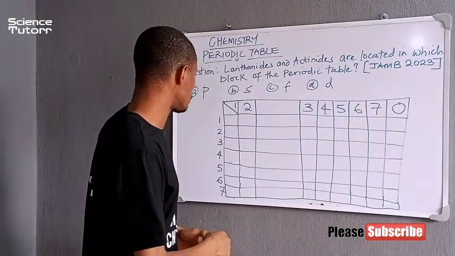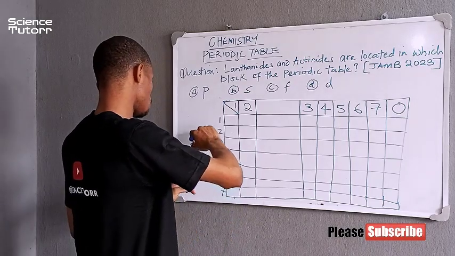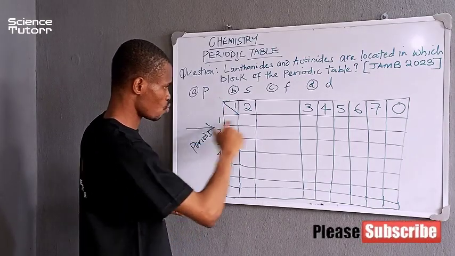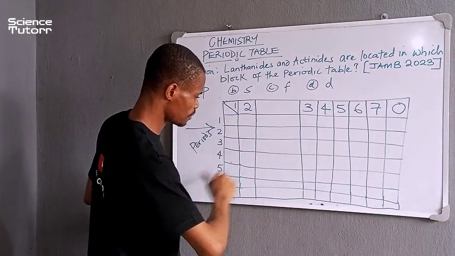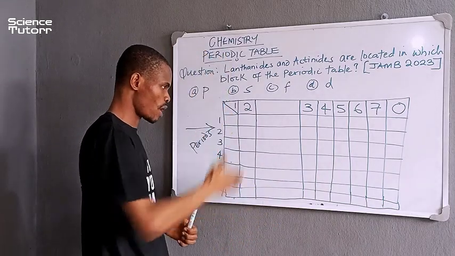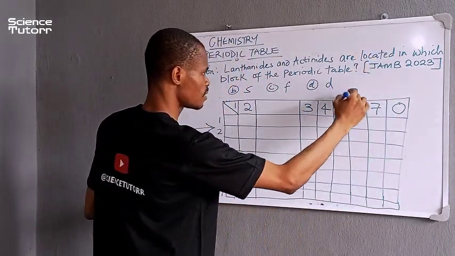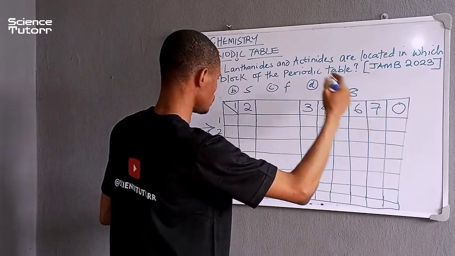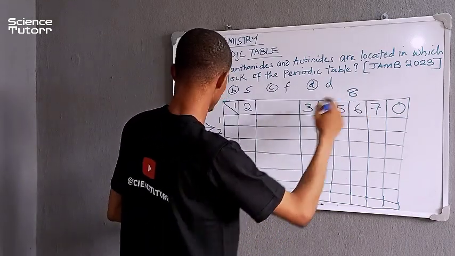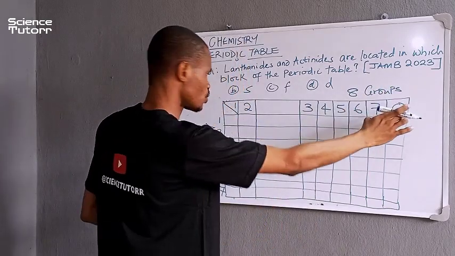So the periodic table consists of 7 horizontal rows we call periods. The periods are the horizontal rows. Moving this way, we have 7 of it: 1, 2, 3, 4, 5, 6, 7. And for the groups, we have 8 vertical columns: 1, 2, 3, 4, 5, 6, 7, 8. We call them the groups. So we have 8 groups, from group 1 to 7 and 0.